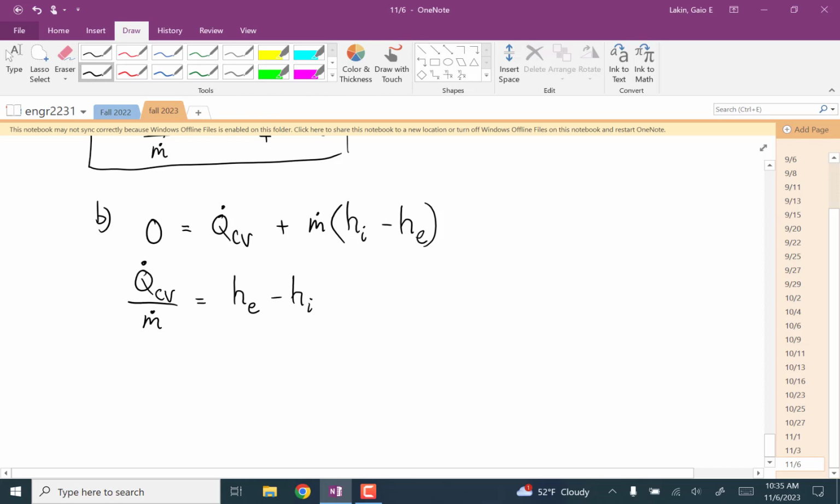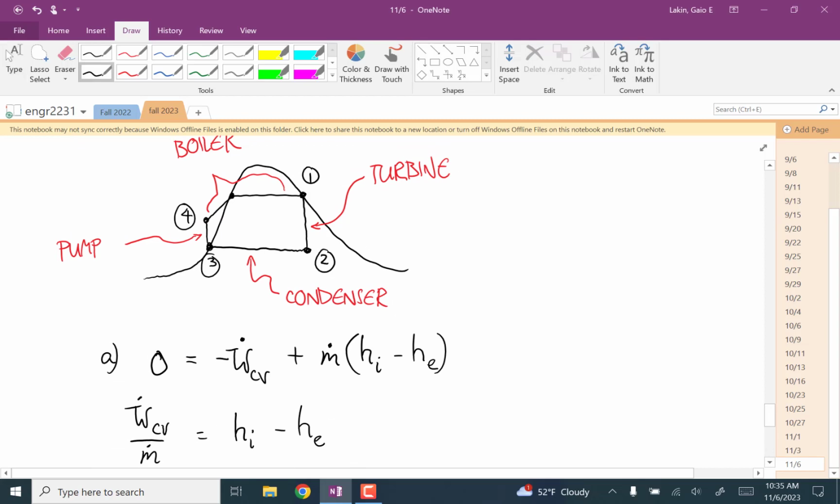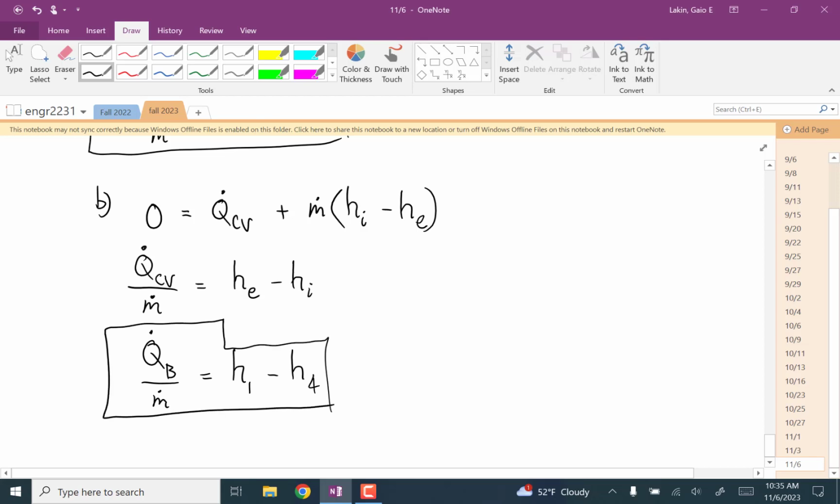Now for the boiler, the heat has the same sign as Q dot CV. So we have Q dot at the boiler divided by M dot is equal to, so the boiler, the inlet is 4, the exit is 1. So we have H1 minus H4. Any questions about that?